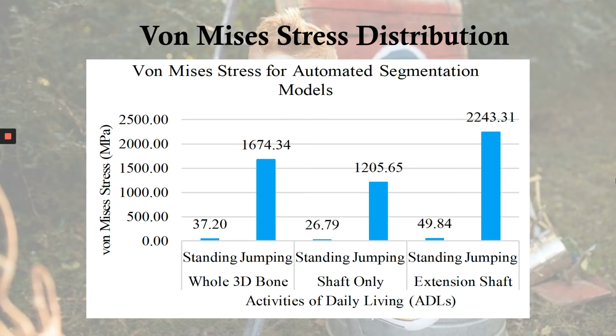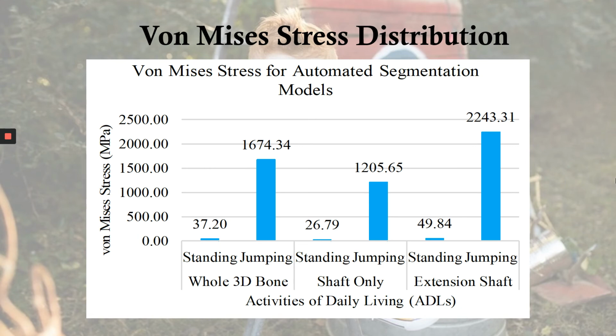From the graph illustrated, we can know that standing has a lower bone von Mises stress, which is 7.2, 26.79, and 49.84 megapascal for the whole 3D bone, shaft, and extension shaft models respectively.